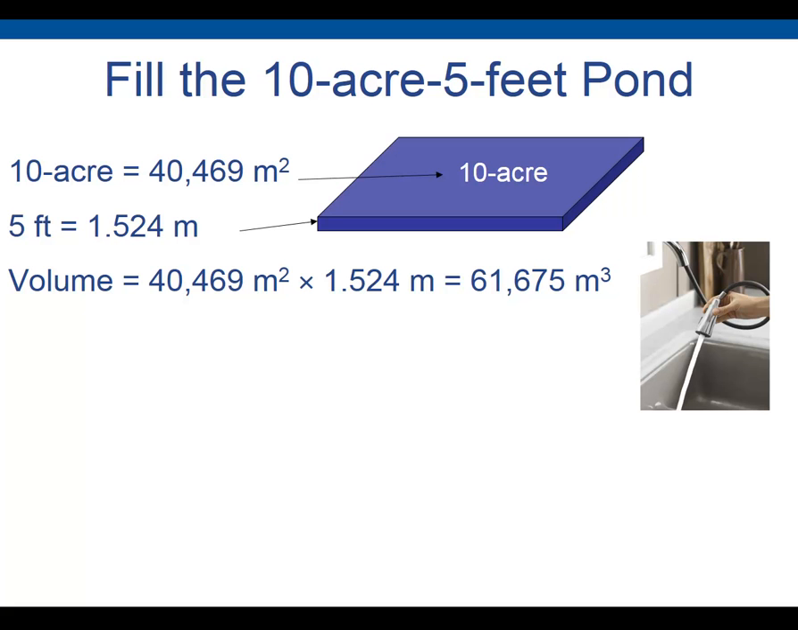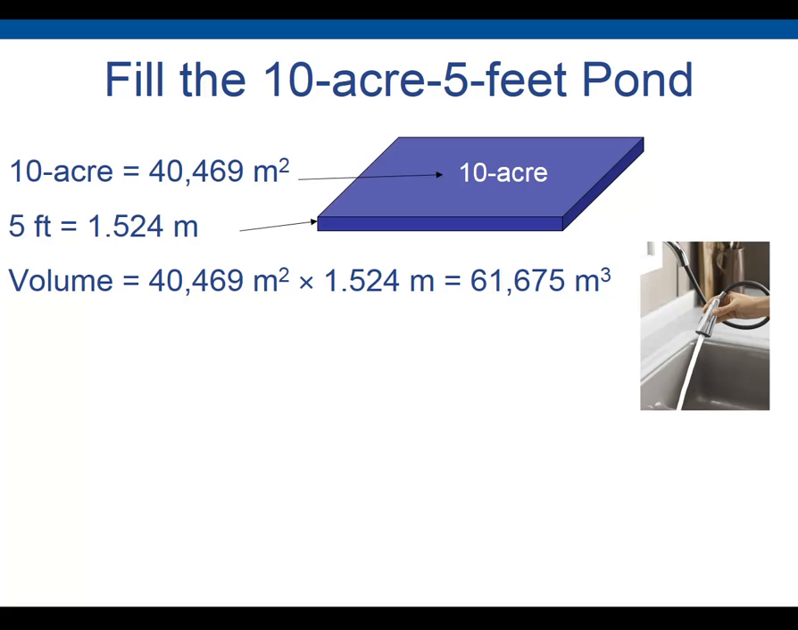And another example was filling the pond with water from a kitchen faucet. The area of the pond is 10 acres. Acre is actually a unit of area, right? We can convert it to square meters, around 40,000 square meters. And the depth is 5 feet. So for the 5 feet, we can convert it to meters, right? So 5 feet is equal to 1.5 meters. The volume is 61,000 cubic meters. This is the volume of the pond, a 10 acre pond 5 feet deep.